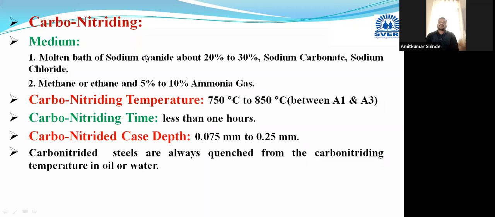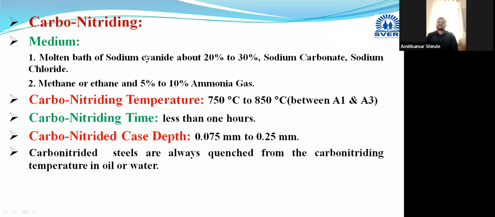Now, in carbonitriding, different sources can be used. Here we have to use two sources simultaneously. You can say that one is a carbonaceous medium where we can get the carbon, and for atomic nitrogen we have to use a separate source.